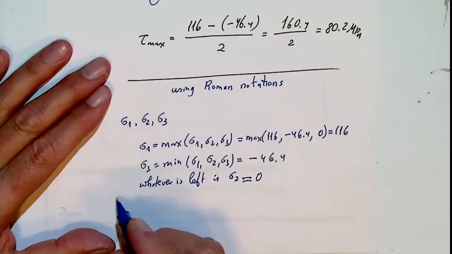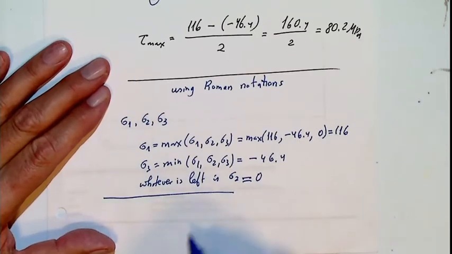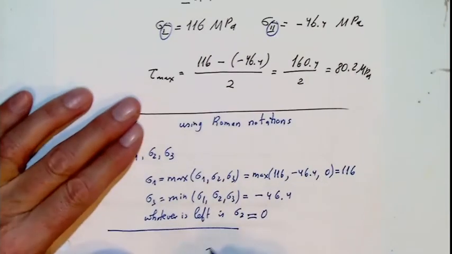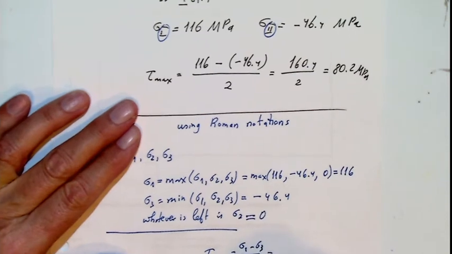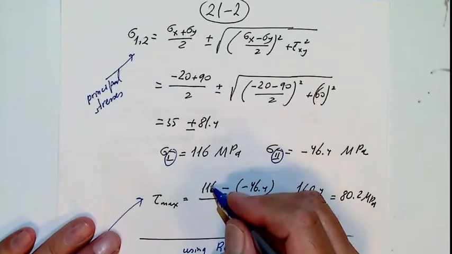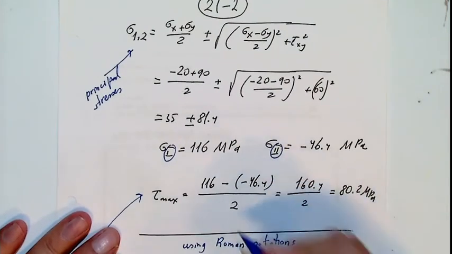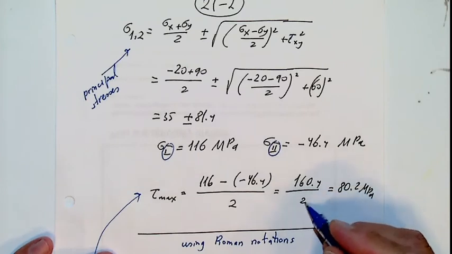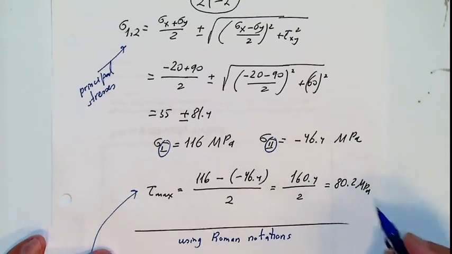So now, how much is tau maximum? Tau maximum equals sigma 1 minus sigma 3 divided by 2. Okay? So that is sigma 1, that is sigma 3, divided by 2, is then 160.4 over 2, or 80.2 megapascals.